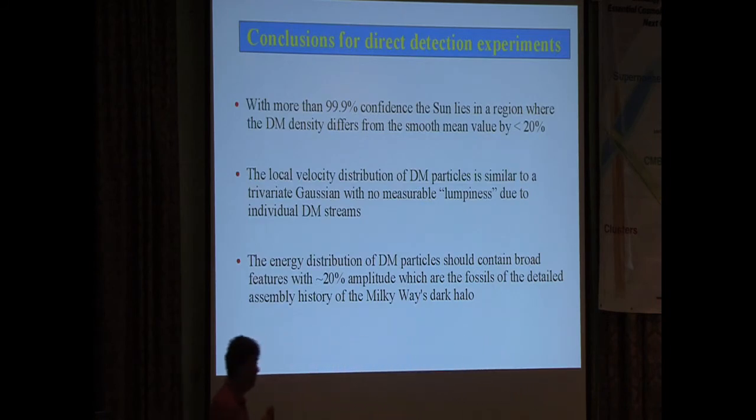Okay, so you take the statistics, the numbers I showed you, you can, if you want to make them dramatic, you can say that with more than 99% confidence, the sun lies in the region where the dark matter density differs from the smooth value you get by fitting a smooth model by less than 20%. So that's good enough. The local velocity distribution of dark matter particles is similar to a Gaussian with no measurable lumpiness due to streams. But the energy distribution of the dark matter particles has broad features which tell us about its assembly history.